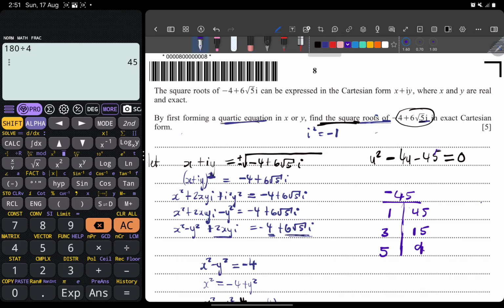If you're not sure about this, go check the playlist which I'll put in the description on factorization using this, just to polish your skills up, because you're going to need to do it while solving for a solution. You don't want to be losing marks because of this.